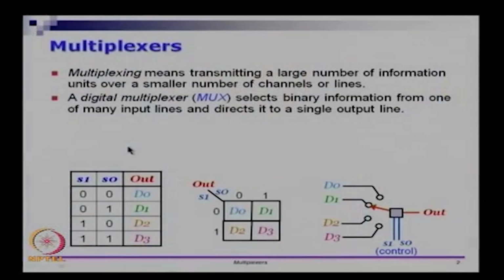A multiplexer in English means you are sharing something, right. You might have seen movie multiplexes, for instance, movie theaters. The word multiplex means many in one, that is what it essentially means. So when we say multiplexing, we want to transmit a large number of information units on a small number of lines. Multiplexing is there in telephone lines and several other things.